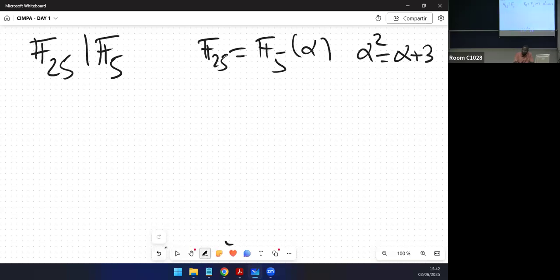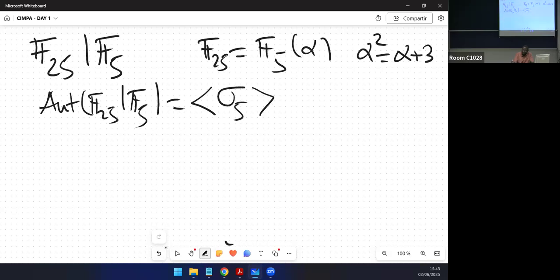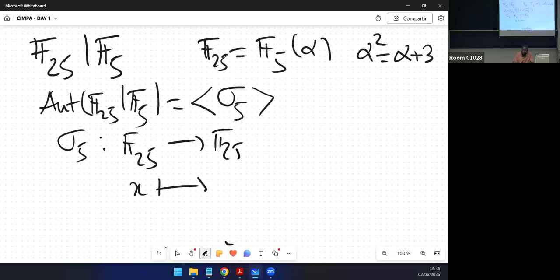The Galois group of these extensions is generated by sigma 5, x maps to x power 5. The trace of this extension equals identity plus sigma 5. This is the trace of the extension.